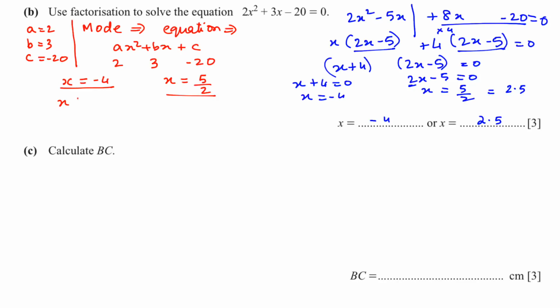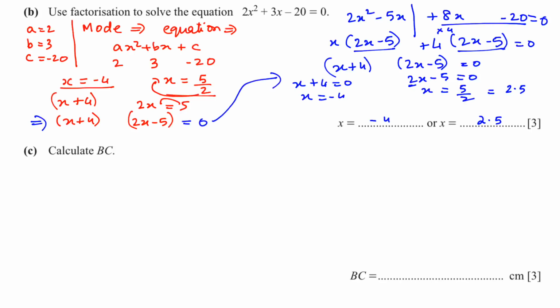Bring the negative 4 to this side, it will become positive 4. The 2 multiply by x, so you have 2x is equal to 5. And after that step, bring the 5 here, it will be negative 5, so 2x minus 5. You can start from this step, make it equal to 0, and then continue with the other steps here.